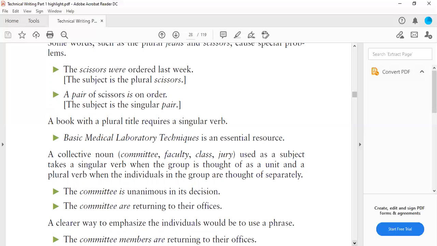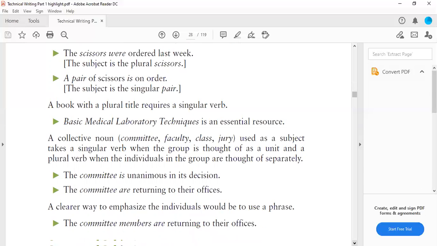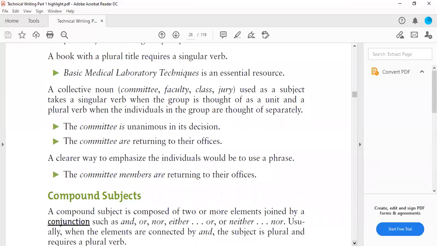A book with a plural title requires a singular verb. Basic medical laboratory techniques is an essential resource. Now, we have techniques as a subject, okay, and it's plural. But here we don't talk about the techniques, we talk about the whole book, the book as an entity, okay, or as a unit, and that's why we treat the book as a singular thing.